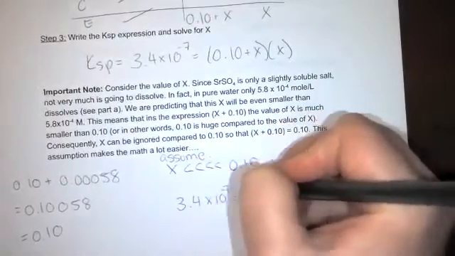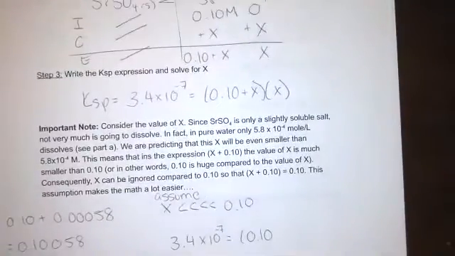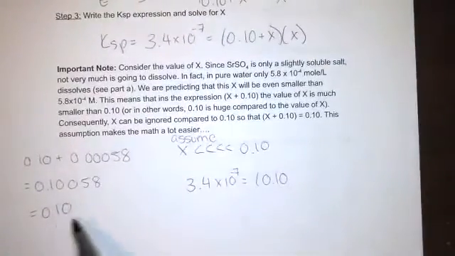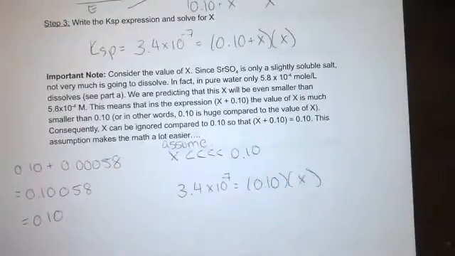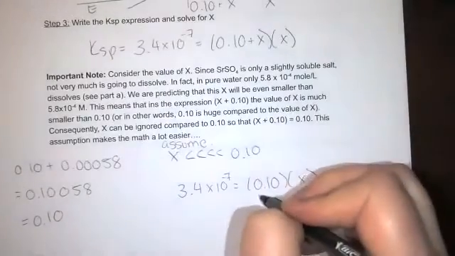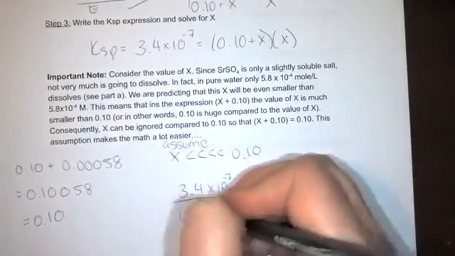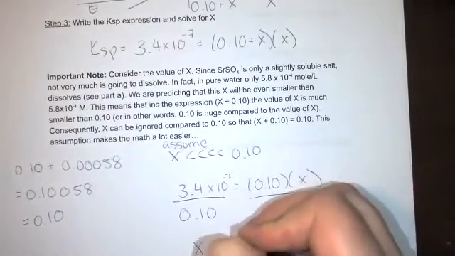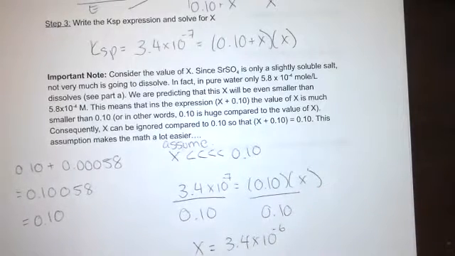I can drop this plus x because my value is basically just going to be 0.10. This is now my KSP expression I'm going to solve. This is going to make it a whole lot easier. So now I just divide each side by 0.10. I find that x is equal to 3.4 times 10 to the negative 6.